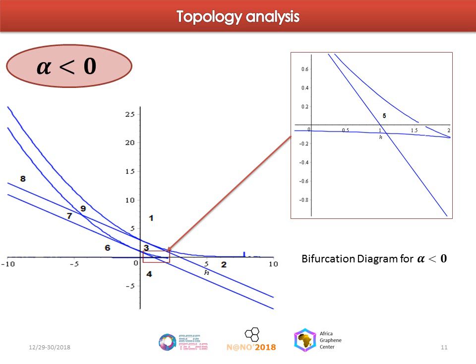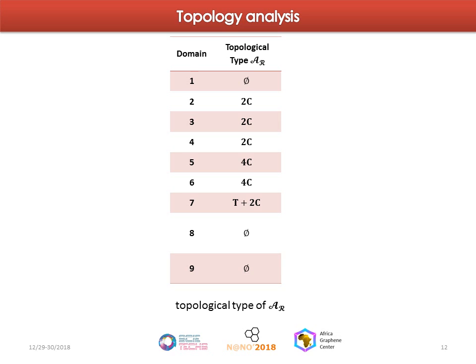And here is the bifurcation diagram B for alpha less than 0. And here the topological type of AR for each domain.